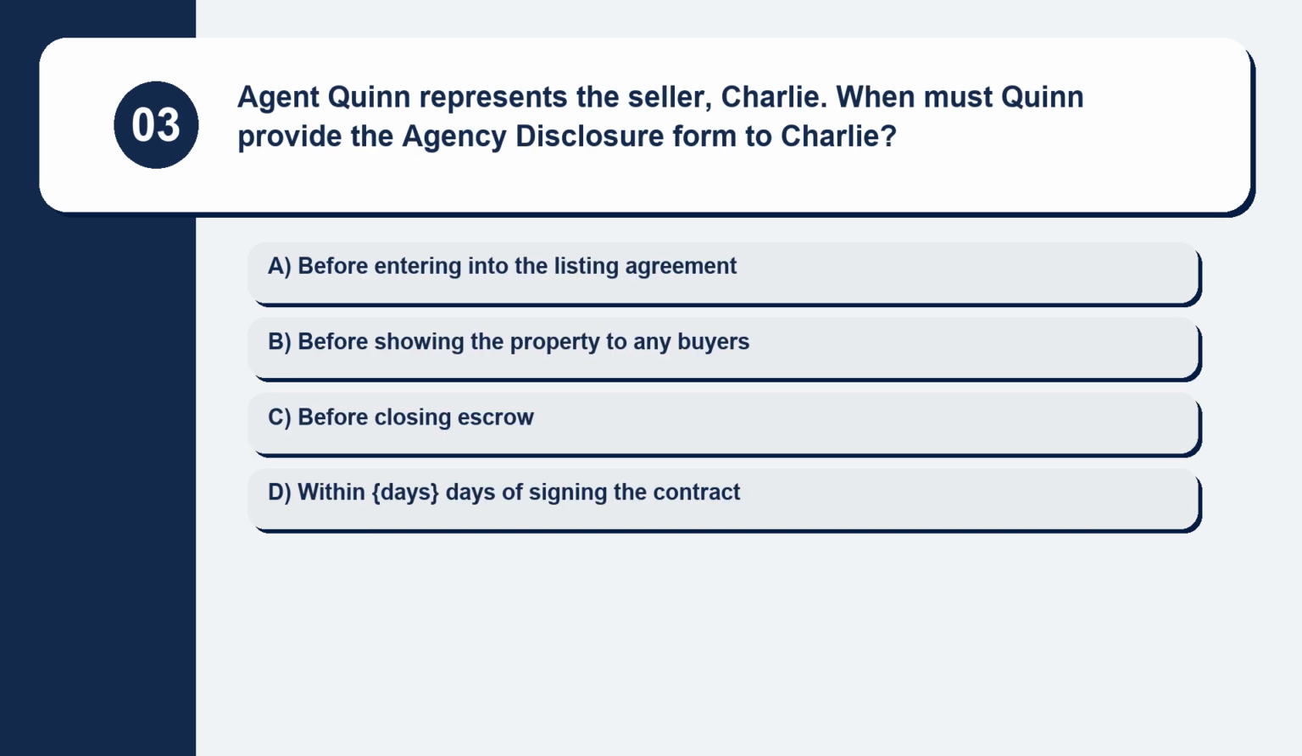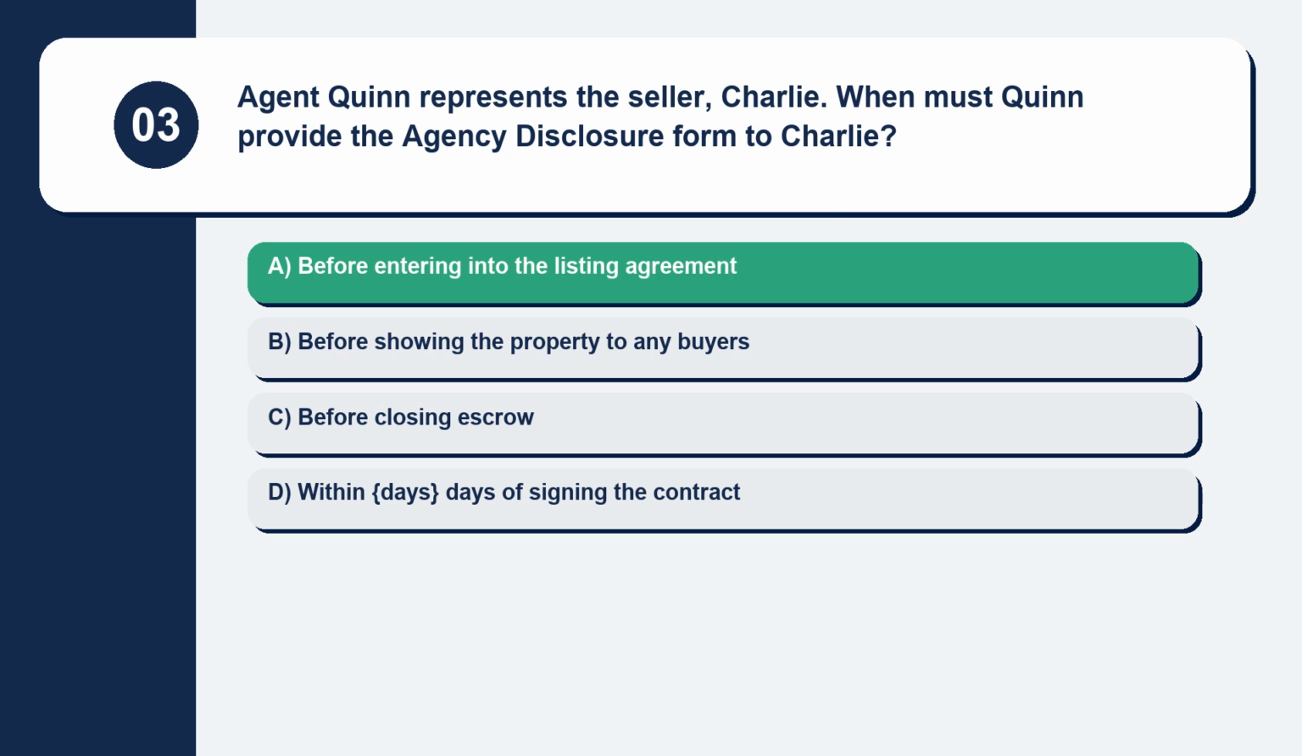Question 3. Agent Quinn represents the seller, Charlie. When must Quinn provide the agency disclosure form to Charlie? Here are your options. Option A, before entering into the listing agreement. Option B, before showing the property to any buyers. Option C, before closing escrow. Option D, within days of signing the contract. The correct answer is option A, before entering into the listing agreement.